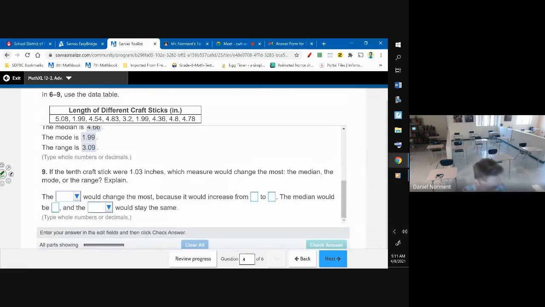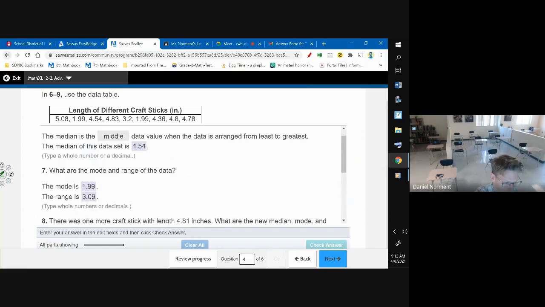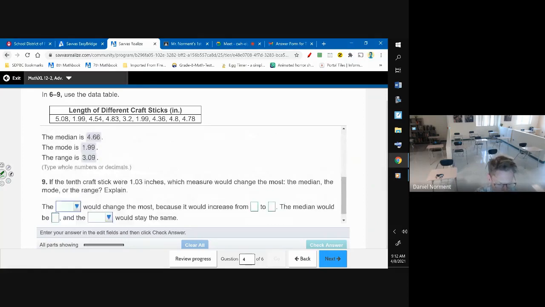So here, number 9, golly, I know this is a big question, isn't it? If the 10th craft stick were 0.03 inches, which measure would change the most? Oh dear, I have no idea. The median, the mode, or the range? Okay, so let me think about this. That would definitely be the smallest. Oh, okay, good. So do I have the numbers in order, least to greatest? I don't, and I just erased it. You gotta be kidding me.